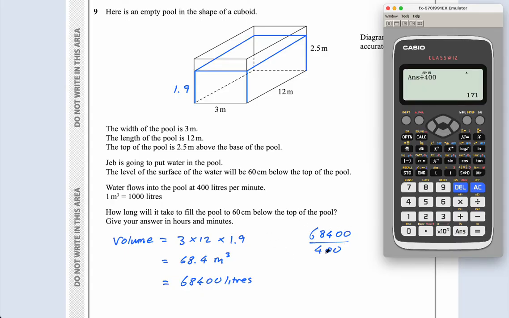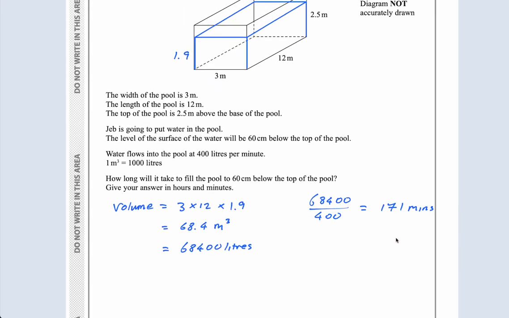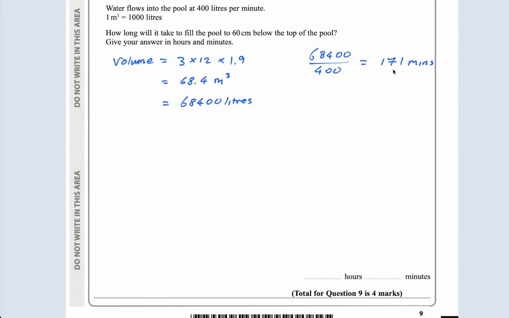So it's going to take 171, be careful, minutes. And he wants it in hours and minutes. How many hours in 171 minutes? Well, be careful. There is 60 minutes in an hour. So it's less than 3. It's 2 hours. That's 120. Remainder 51 minutes. Just be careful, guys. Work that out yourself. So it's 2 hours, 51 minutes. Done.